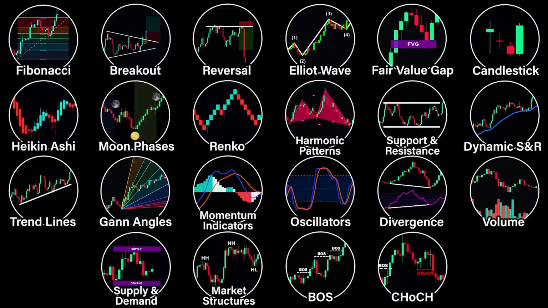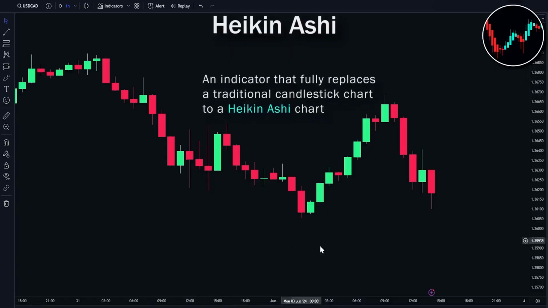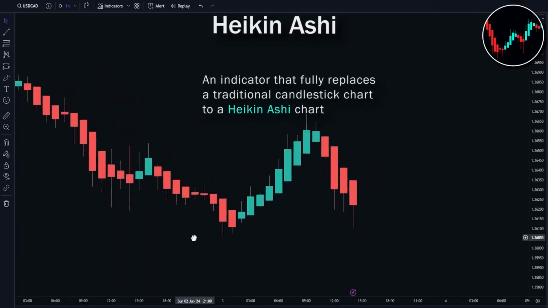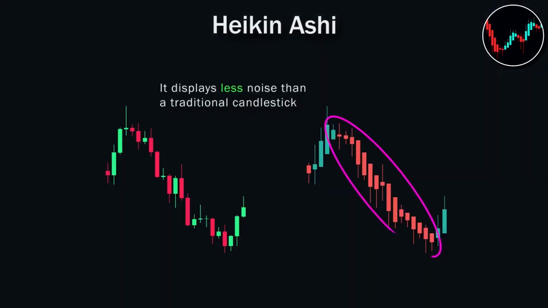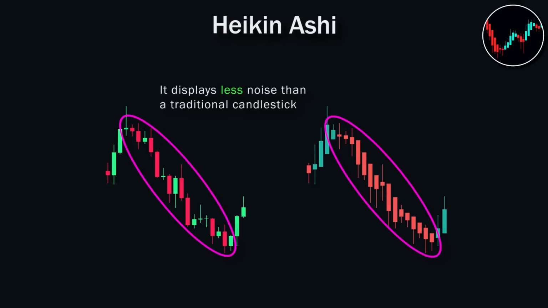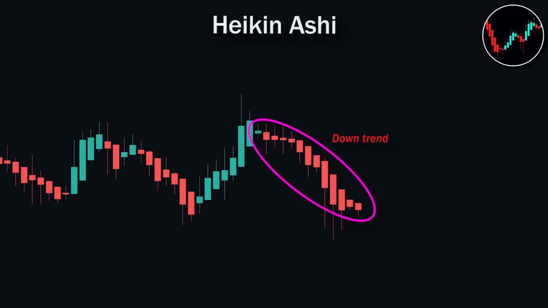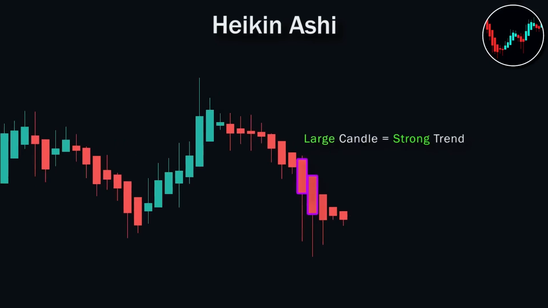market. Fibonacci candles: it is an indicator that fully replaces a traditional candlestick chart with a Fibonacci chart. When applied, it tends to give less noise than a traditional candlestick. A green Fibonacci candle signals that the price is on an uptrend, and a red Fibonacci candle signals the price is on a downtrend. The size of the candle's body also indicates how strong a trend is. The larger the candle, the stronger the trend.